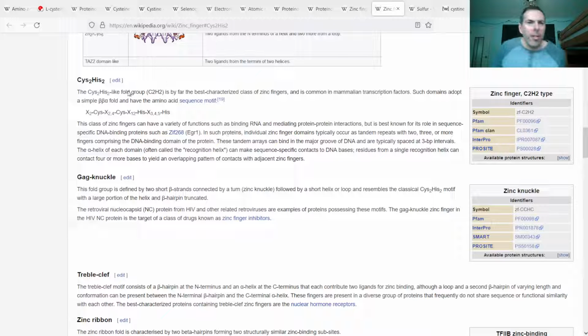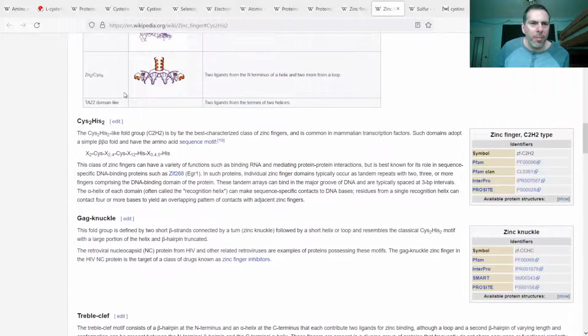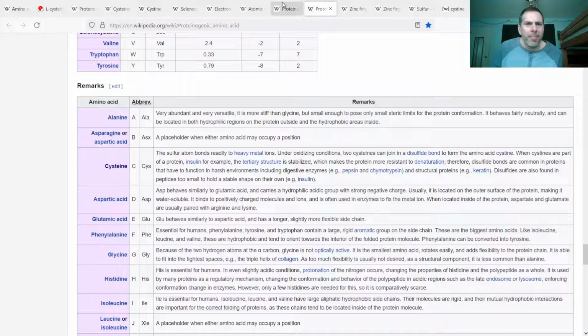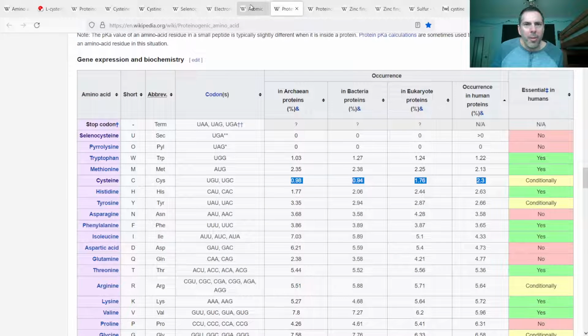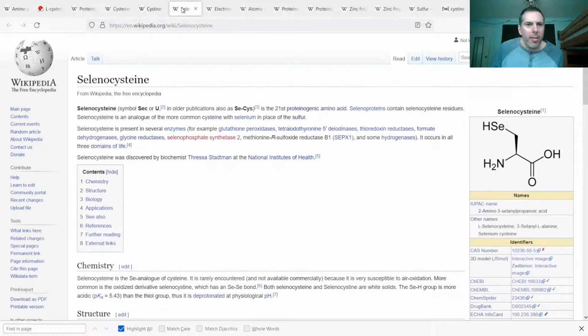Then, just to mention, in the zinc fingers, there's this cysteine-histidine motif or fold. So you have a sequence where it's important to have cysteine and histidine in the right spots for it to have a certain function related to the zinc fingers. Let me flip through here. I think I covered everything that I wanted to talk about.